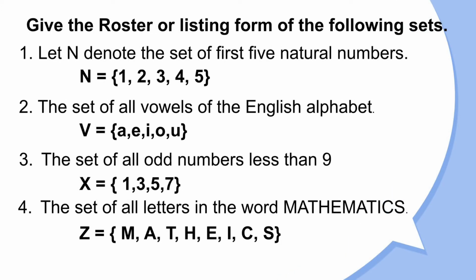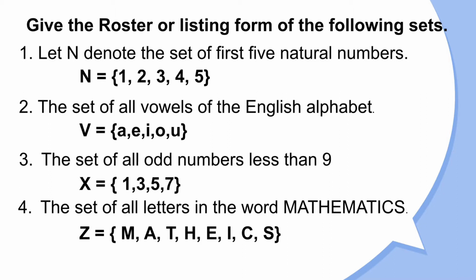Give the roster or listing form of the following sets. 1. Let N denote the set of first 5 natural numbers. So we have set N is equal to the elements 1, 2, 3, 4, and 5, and close with a pair of braces. Next, let's have number 2. The set of all vowels of the English alphabet. So we have set V is equal to the set of A, E, I, O, and U. The same, we have to enclose the elements with a pair of braces.